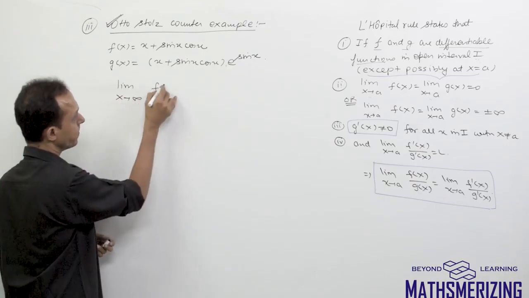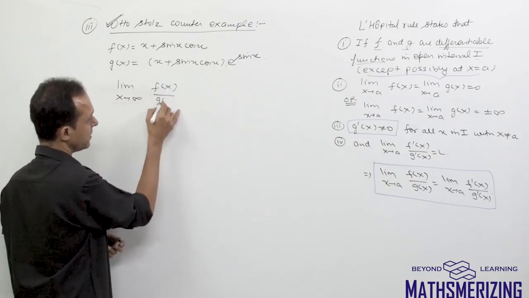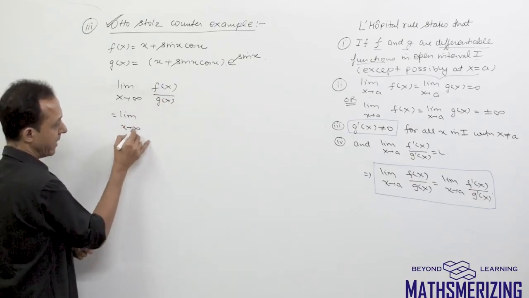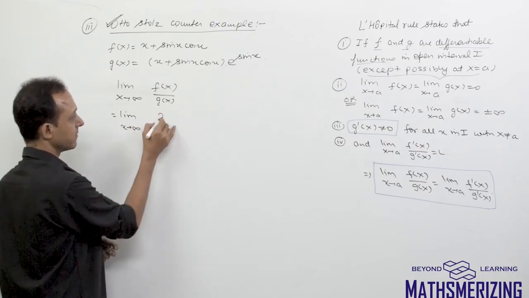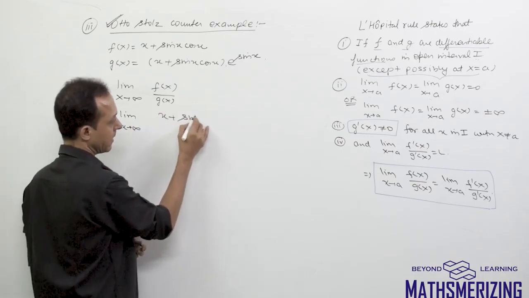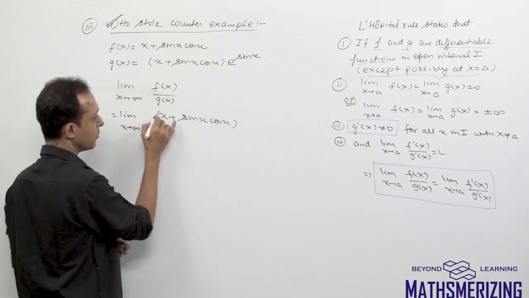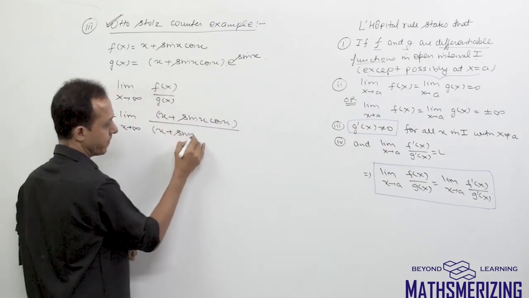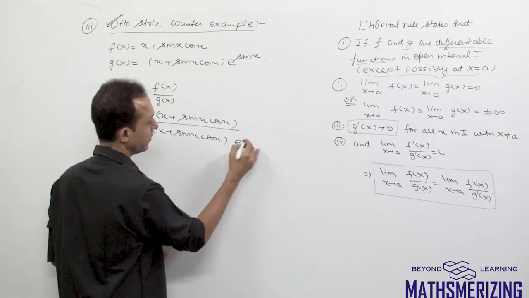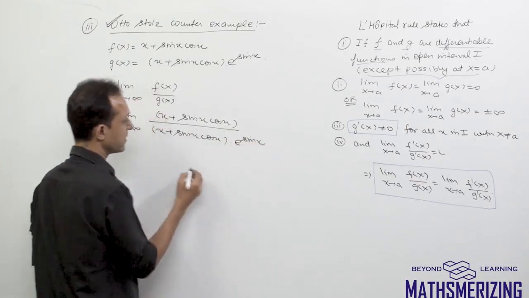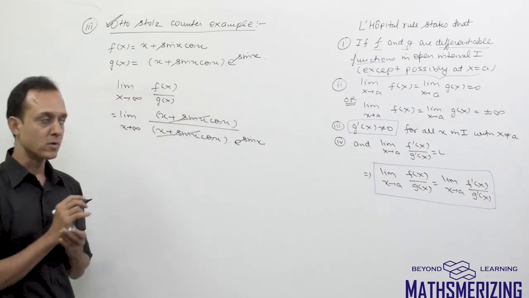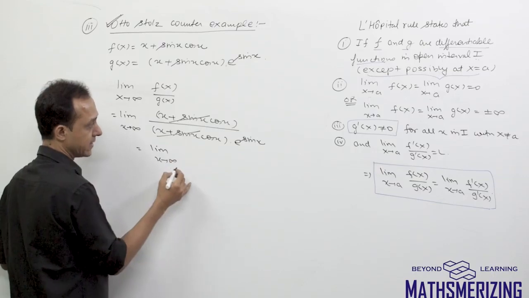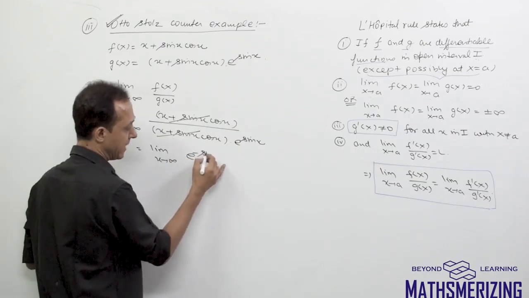f(x) upon g(x). So I can write this limit as limit x tends to infinite, f(x) is x plus sin x cos x, and here it is x plus sin x cos x into e to the power sin x. Now I can cancel x plus sin x cos x. So I'll write this limit as limit x tends to infinite e to the power minus sin x.